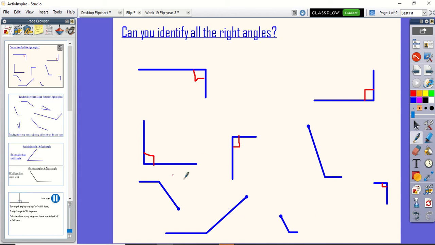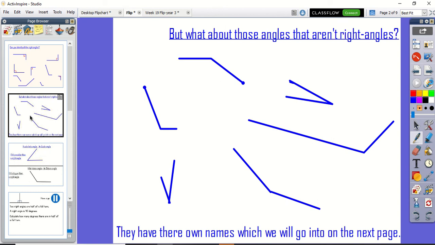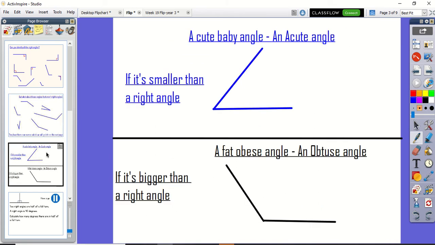Now, these other lines that we haven't labelled, well, what are they? They aren't right angles. Does that mean they just don't have a name? No. Hopefully you can remember from when we've done this before, they do have their own special names. And they are an acute angle and an obtuse angle.